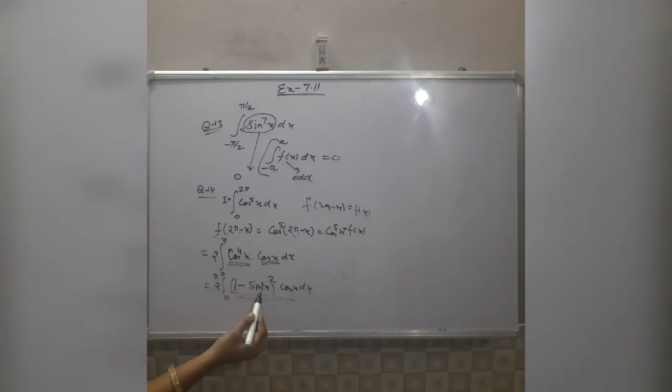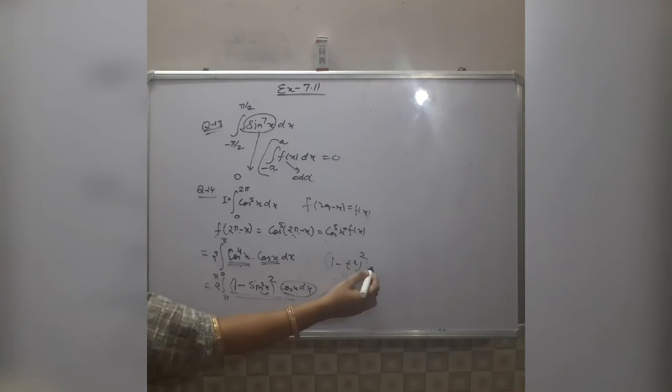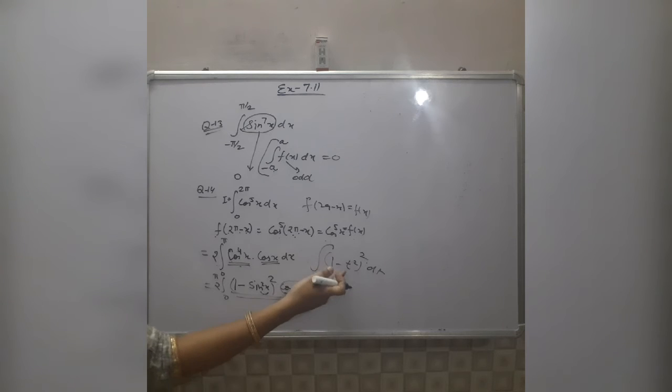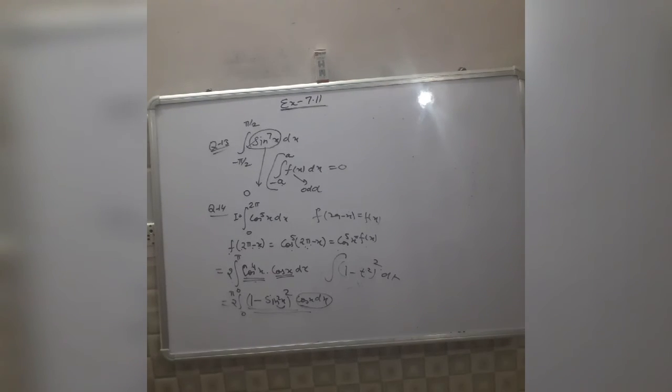In the substitution method you put sin x equal to t, then it becomes 1 minus t square whole square, and this cos x into dx becomes dt, and after that you integrate it. This type of integration you already did in the previous exercise. I have just explained this property. This property is used in this sum. After that, the integration part you can do yourself.